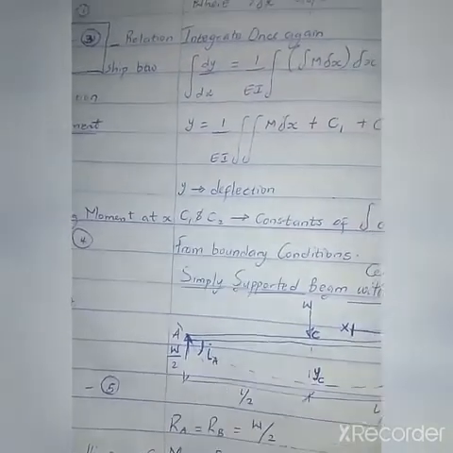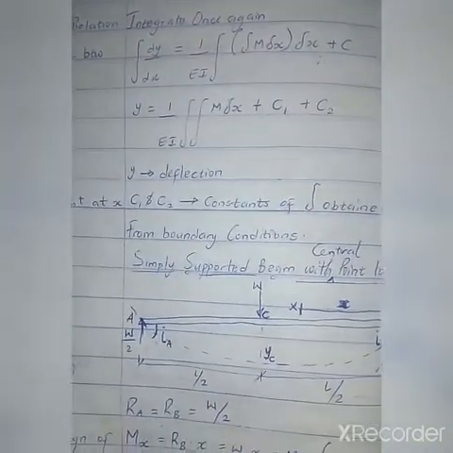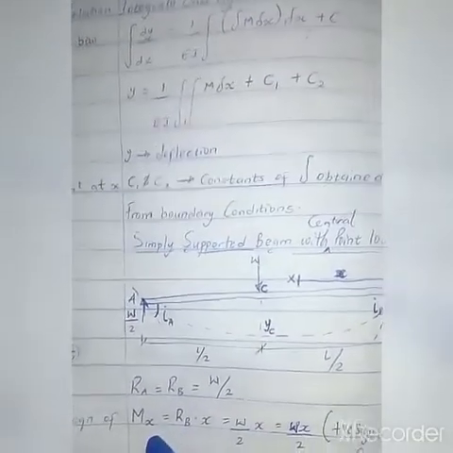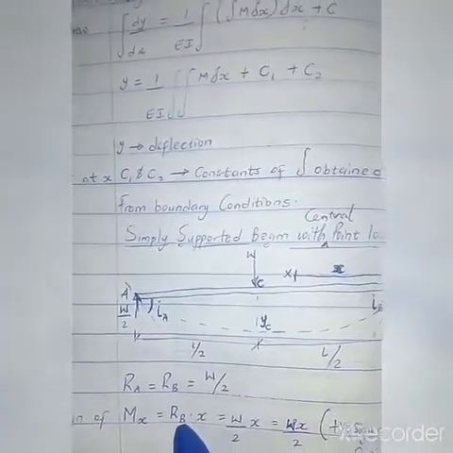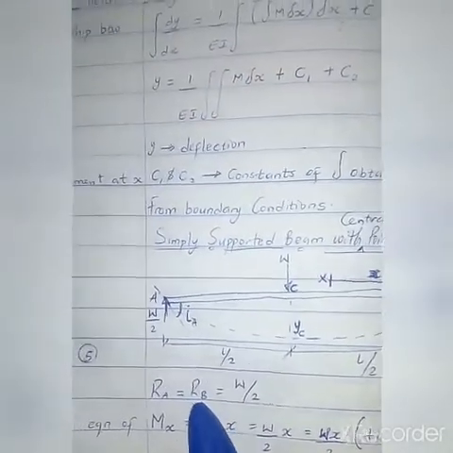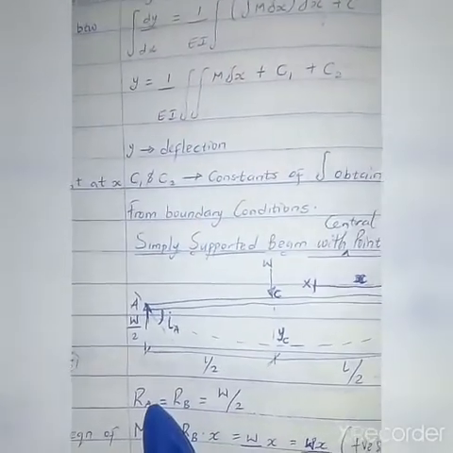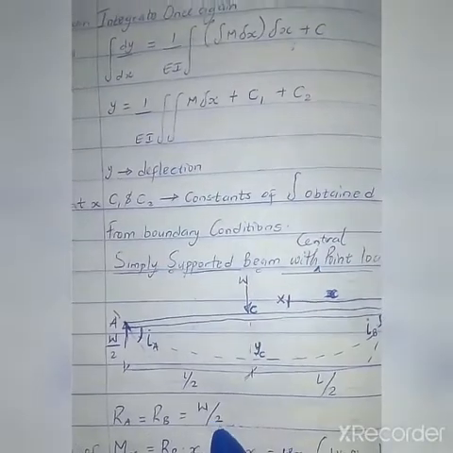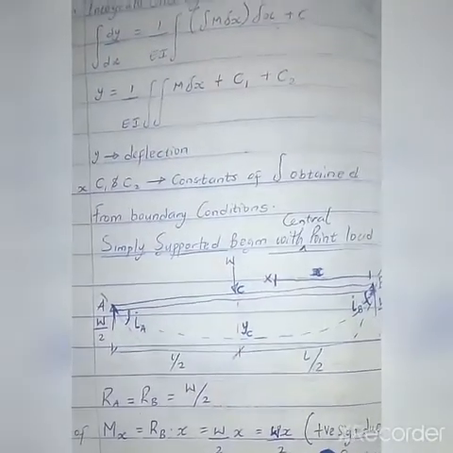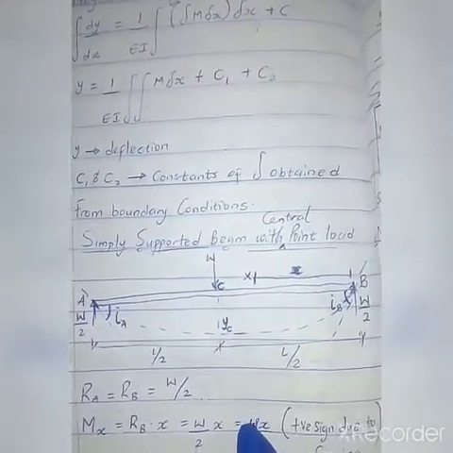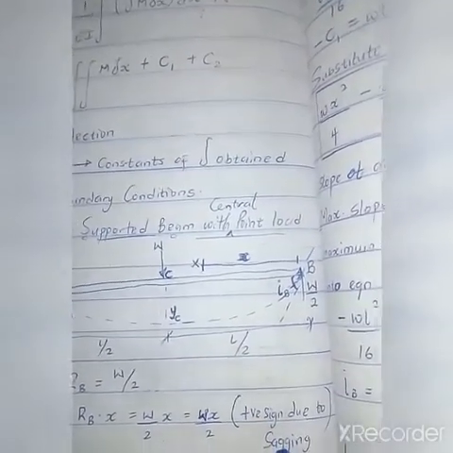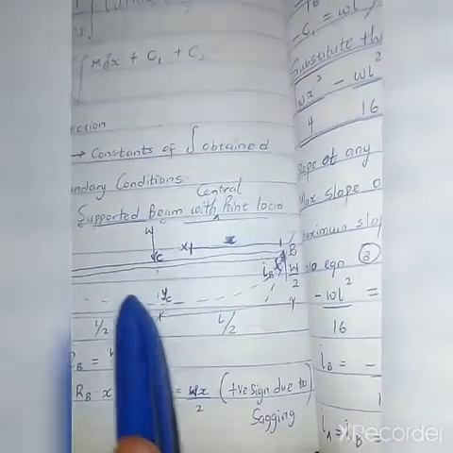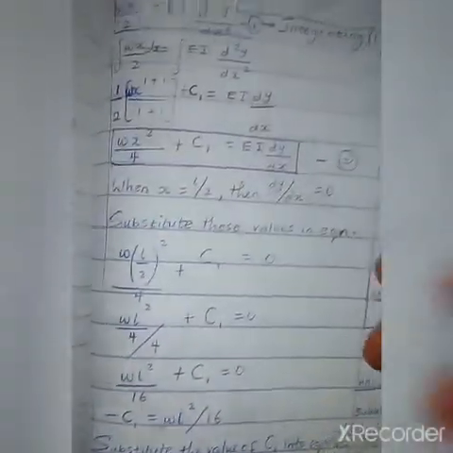Then the bending moment equals RB times x, or you can put RA. So that's W over 2 times x. The positive sign there indicates that it is a sign of sagging. So then we proceed.